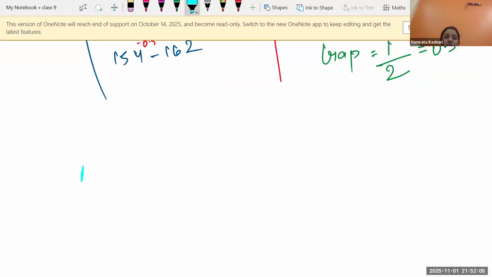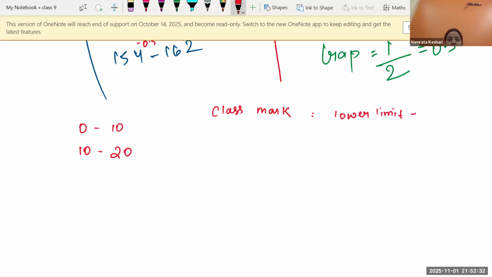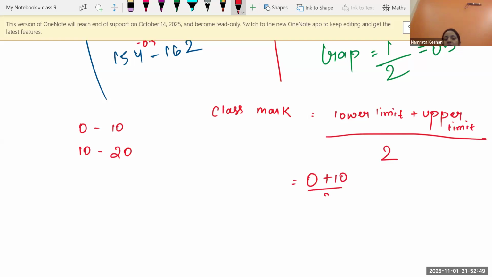Having the class interval like this, or maybe like this. Then class mark means lower limit plus upper limit by 2. Here the lower limit is 0 and the upper limit is 10, divided by 2. That means 10 by 2, and the answer will be 5 for the first class interval.